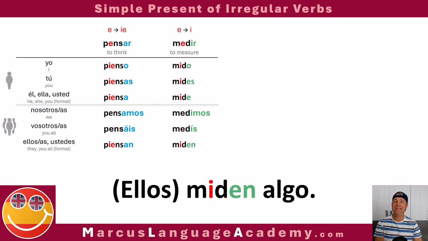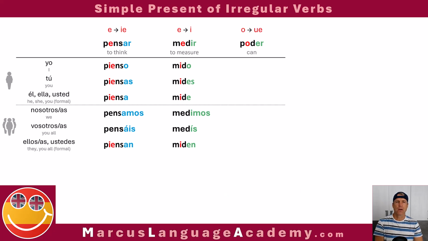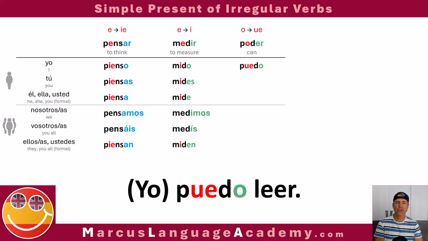Okay, this is our second group, so some verbs will do exactly the same, like the verb medir, to measure. And then we have verbs that change O to UE, like the verb poder, can. In first person, it would be yo puedo leer, I can read. Here you see we have the UE, and the ending is O because it's also a green verb, so we need to put an O in the first person.